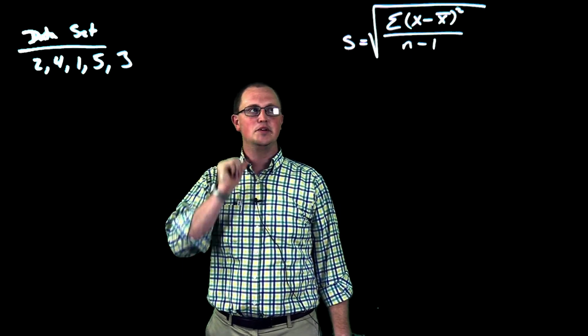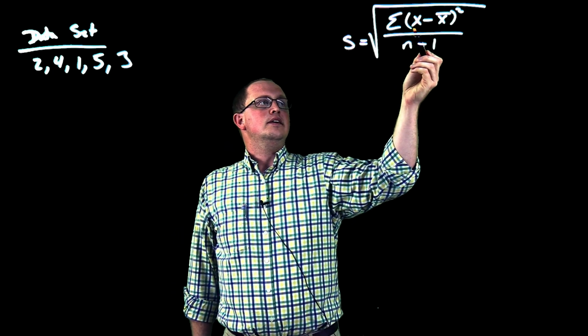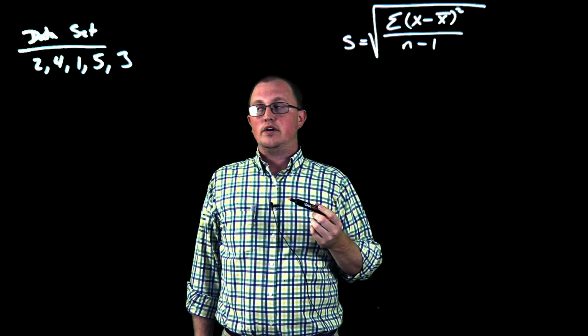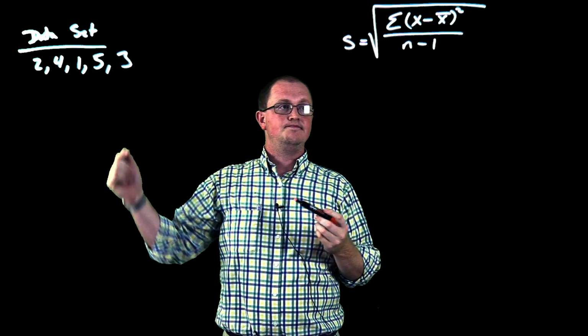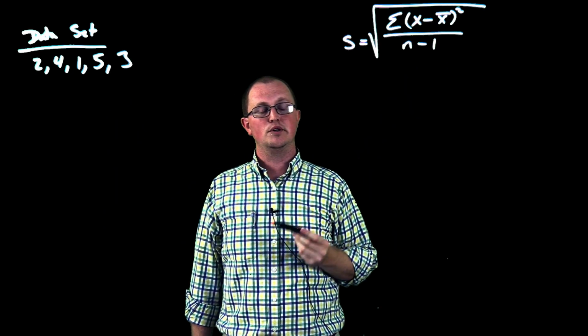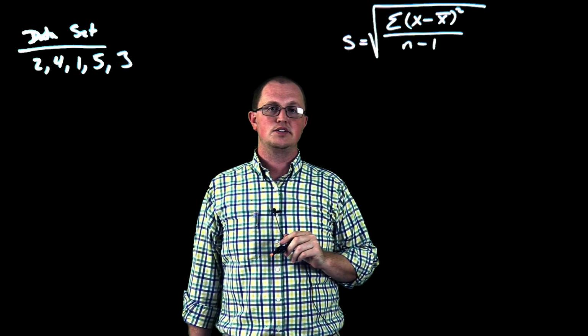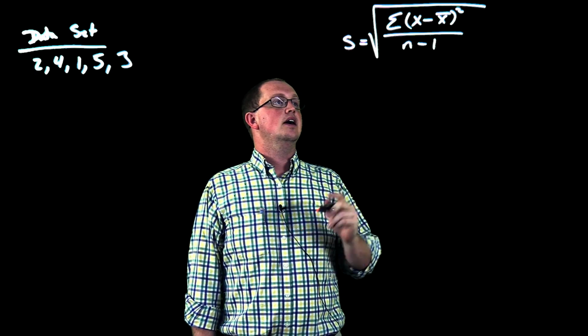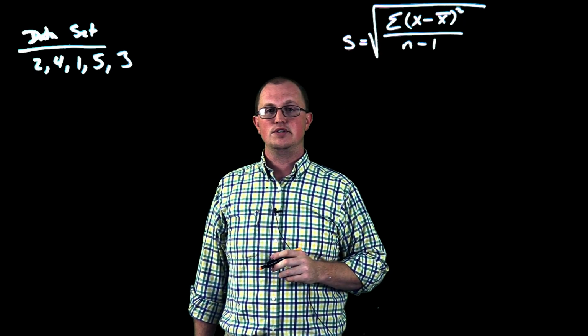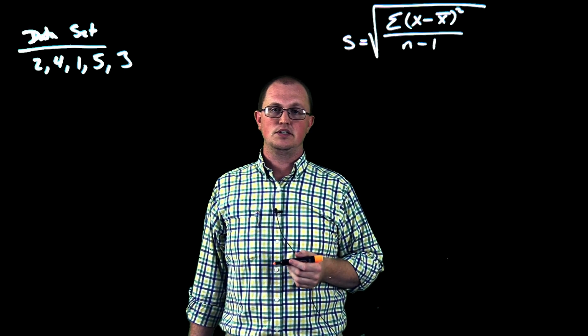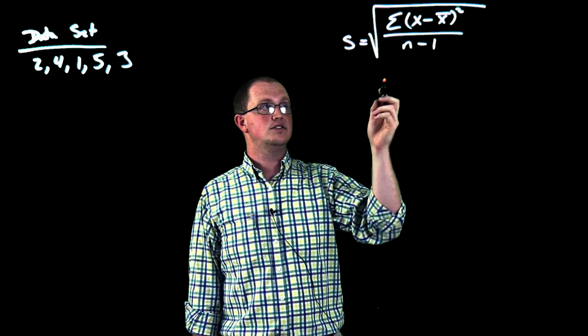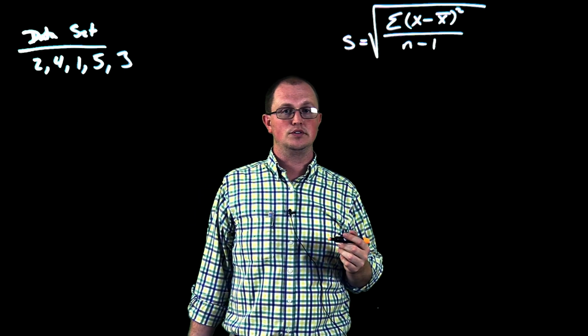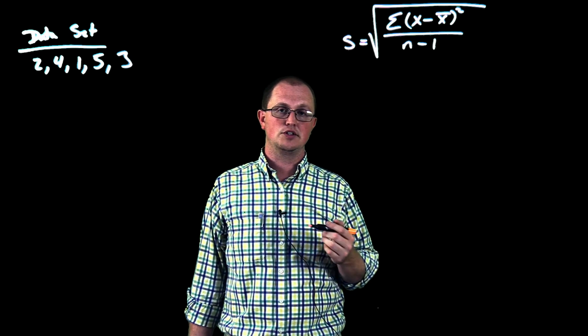Now, in this formula, the x value stands for the values in our data set. X bar, if you remember, stands for the sample average. And then n in this case is going to represent the total number of elements in our sample. And why this is n minus 1 is beyond the scope of this course, but you're just going to have to trust me on this.